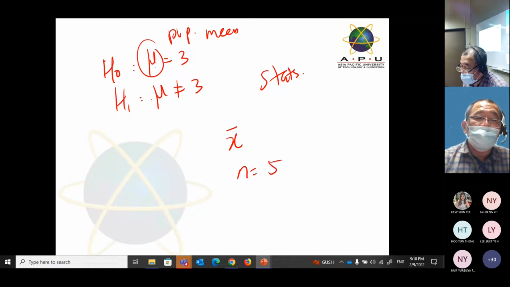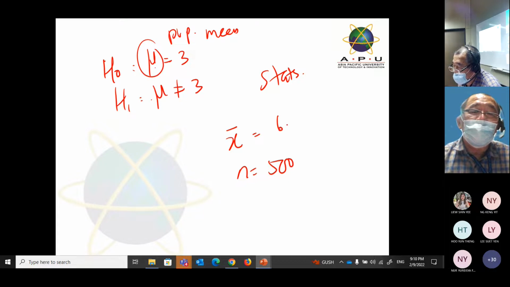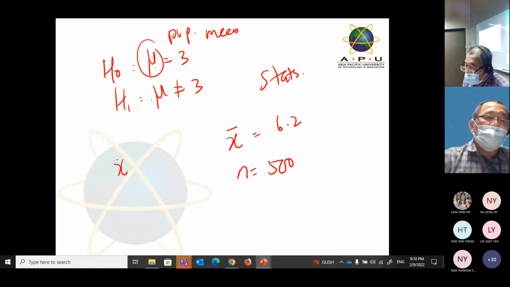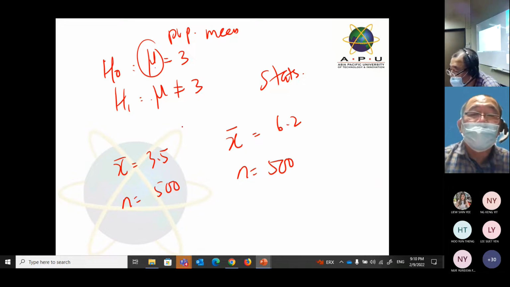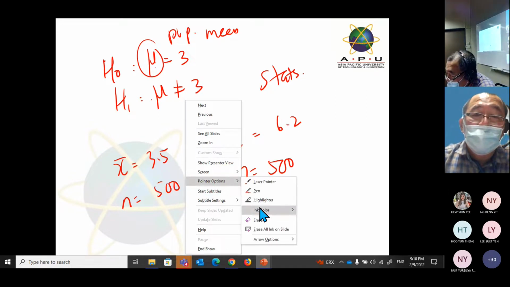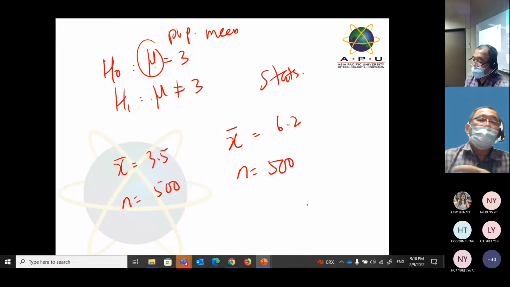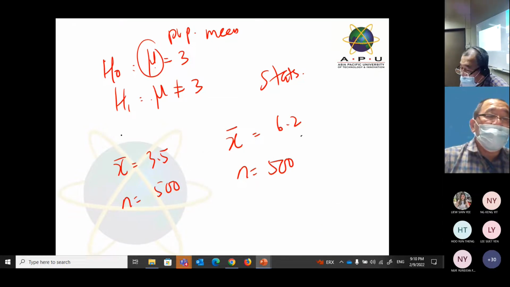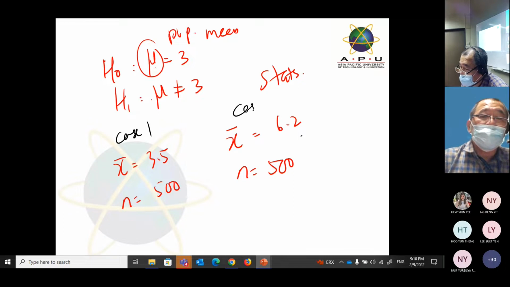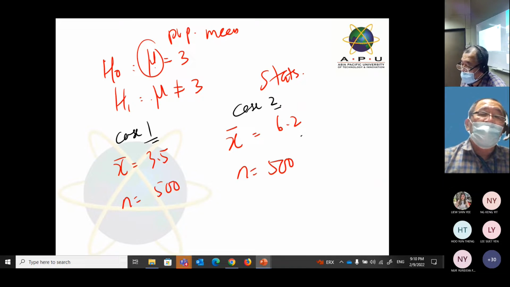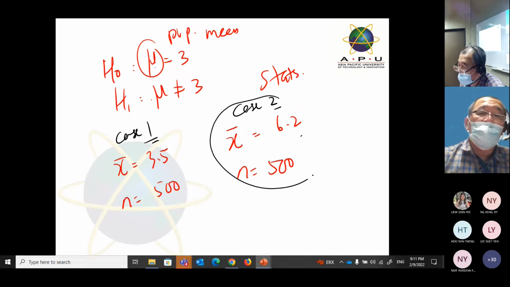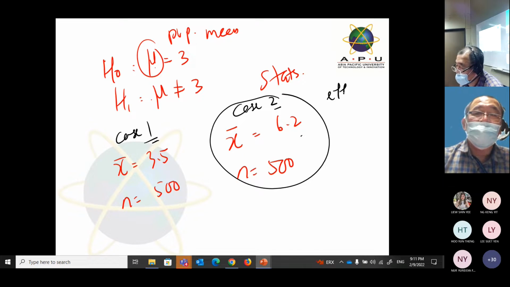Let's say the sample size is 500. X bar, let's say, is equal to 6.2. Another one, x bar equals 3.5, same sample size. Therefore, let's say this is case 1 and then case 2, the first sample and then the second sample. Therefore, the second sample has higher effect size.